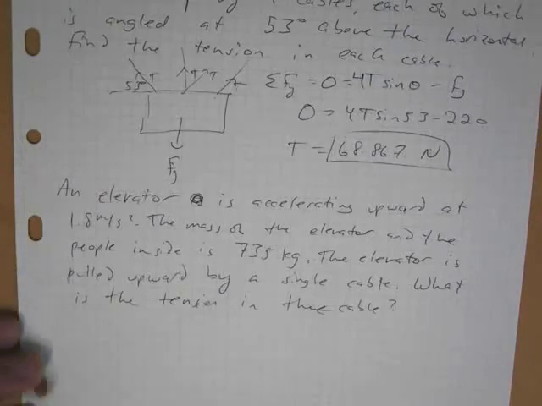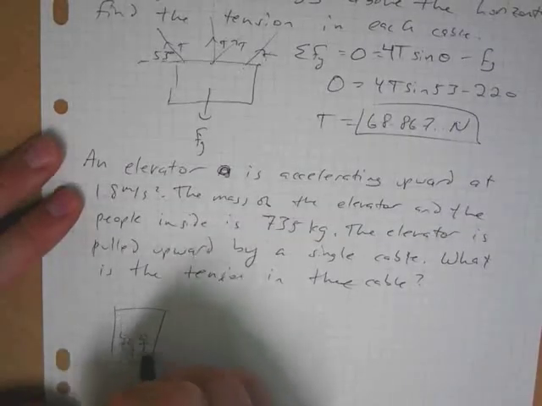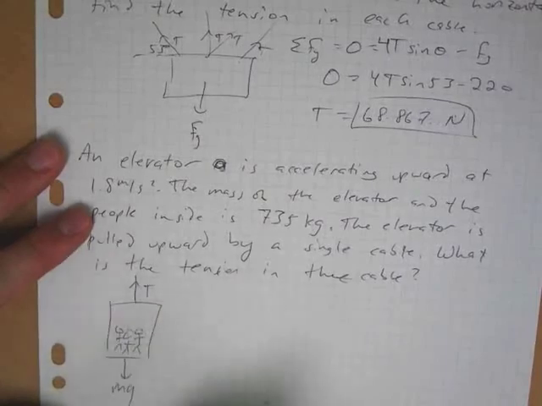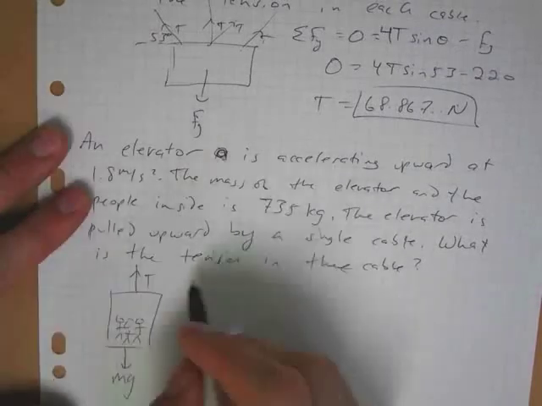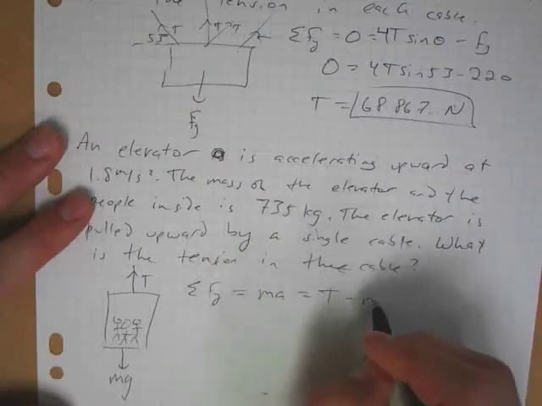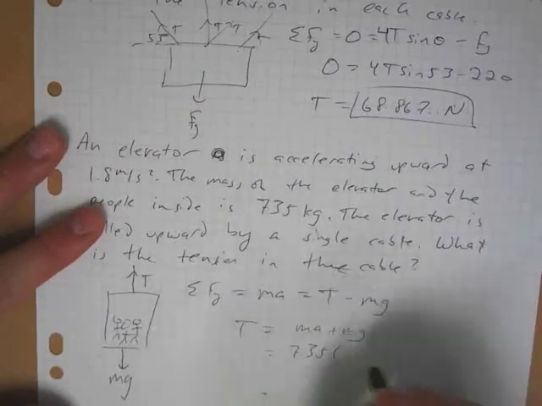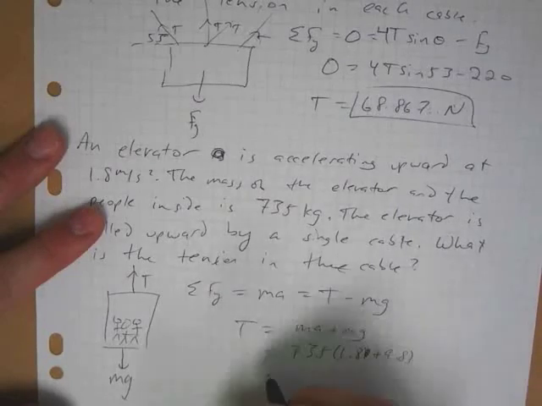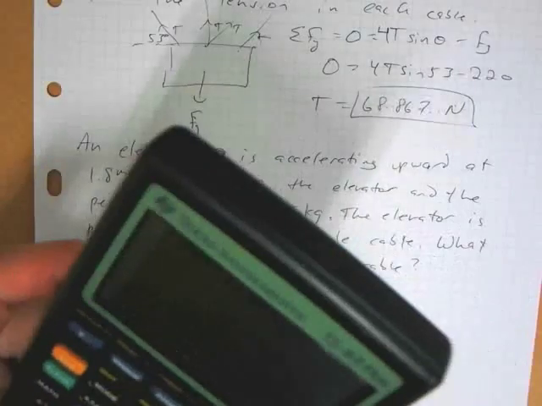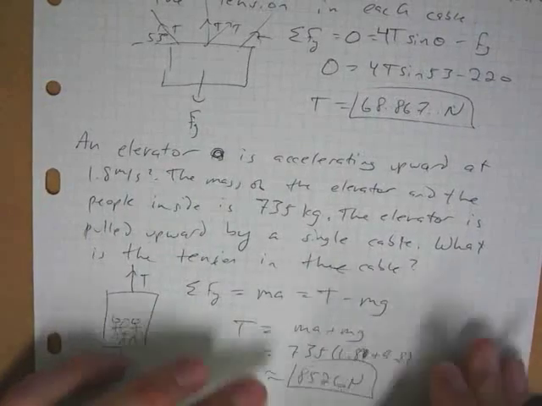Draw a picture. Our elevator, or maybe people inside, doesn't really matter. We've got this cable exerting an upward tension force, and we've got gravity exerting a downward force. So we know the sum of the forces in the y direction is equal to mass times acceleration, and that is equal to a tension going up and an mg going down. So our tension is equal to ma plus mg. It's going to be 735 times 1.8 plus 9.8. Our tension comes out to 85.26 newtons. That's another sort of problem that you might see.